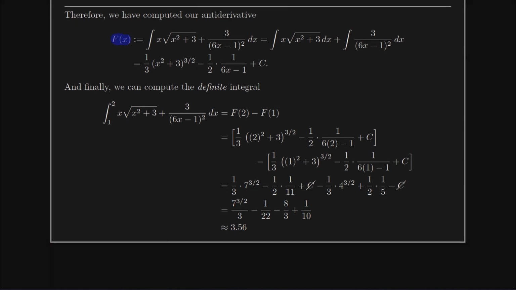So here for my overall antiderivative capital F, that's the first antiderivative I calculated, and this is the second antiderivative that I calculated. So I add the two of those together, and then to compute my final definite integral from 1 to 2, that's just me evaluating the antiderivative here at 2 and subtracting, evaluating it at 1. So if I just plug in a 2 here and here, that's this expression. If I plug in a 1 here and here, that's this expression. If I simplify both of those expressions, it looks like I've got 1/3 times 7 to the 3/2, minus 1/2 times 1/11. My c's always cancel. You can actually omit those on definite integrals if you want. I'm going to subtract 1/3 times 4 to the 3/2. I'm going to add 1/2 times 1/5.